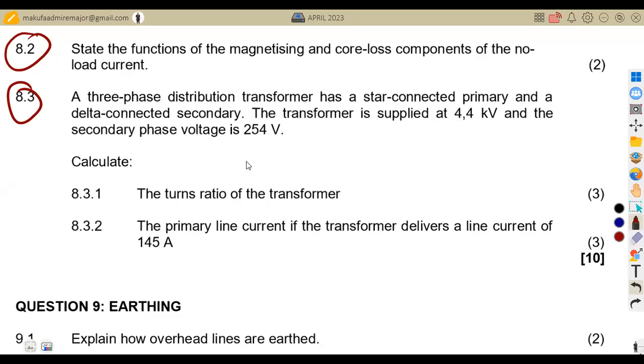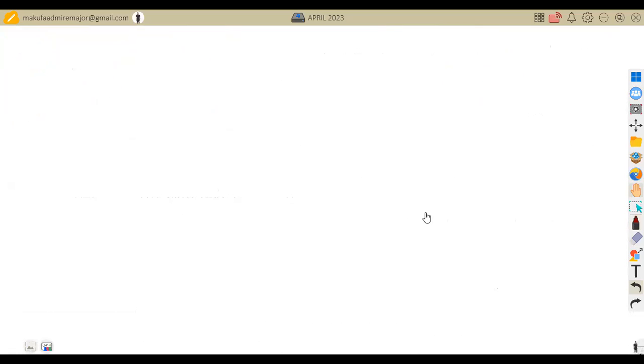8.3, a three-phase distribution transformer has a star-connected primary. All right, here we want to be very, very careful of the information. We are talking about a three-phase distribution transformer. It's a transformer, yes, but on the primary, we've got a star connection. On the secondary, we've got a delta connection. All right, so let us just have this aside. This is an interesting question. All right, so that's 8.3.